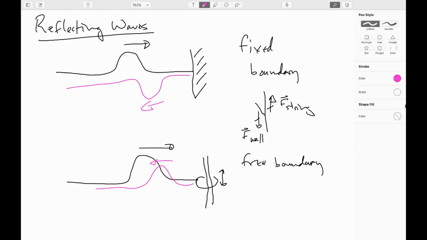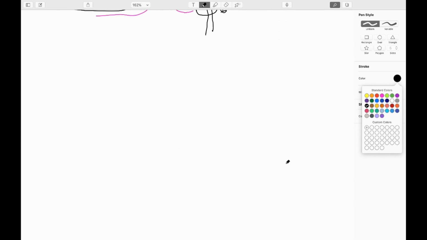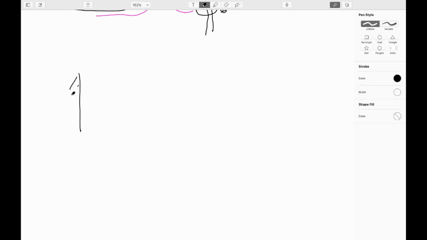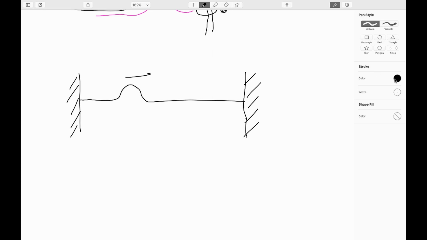So what happens, let's say, if I have a string that's fixed on both ends? Well, then what's going to happen is as you send a wave down, its reflection is going to come back, right? And then that's going to go and hit the wall and reflect back. And so these waves are going to reflect back and forth.